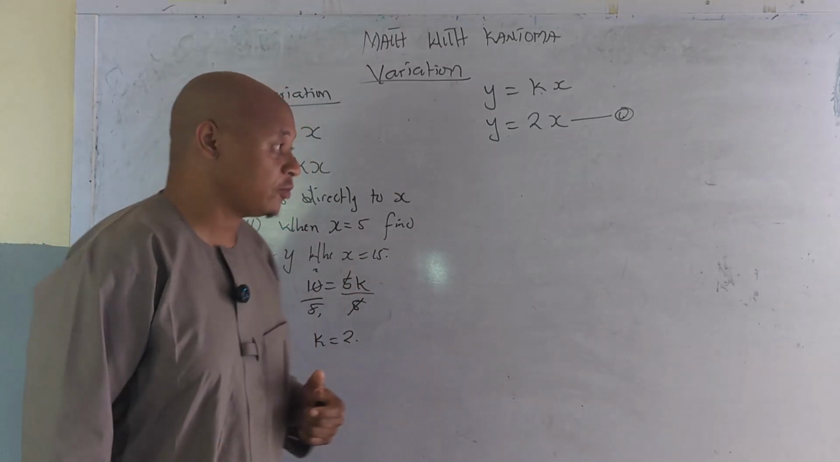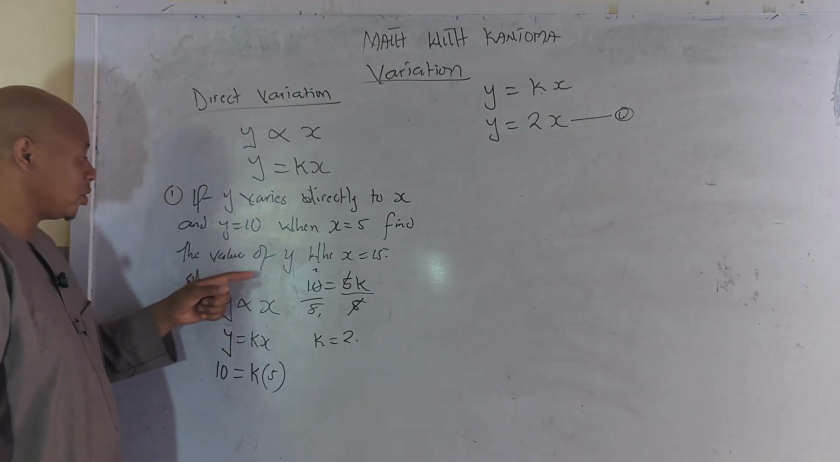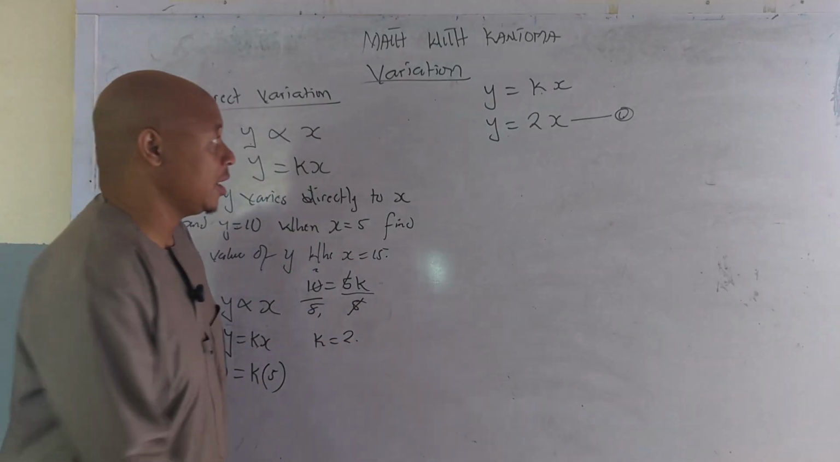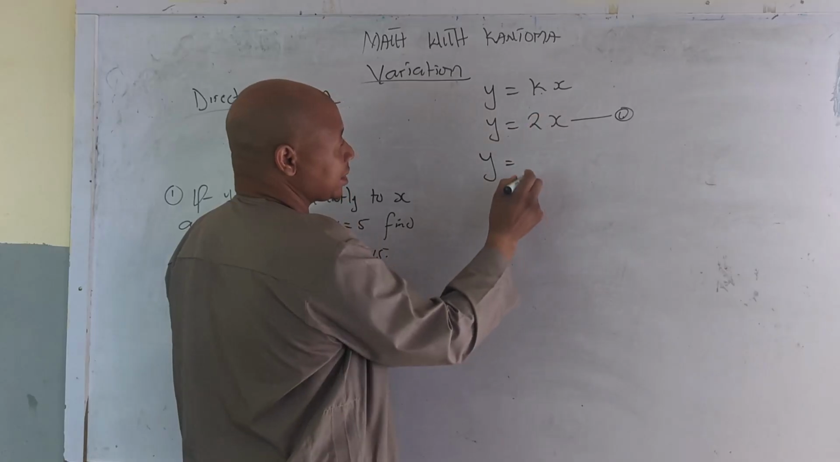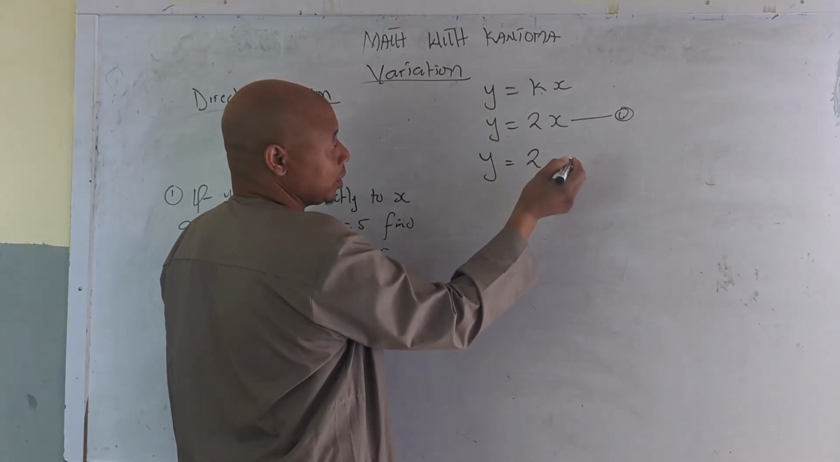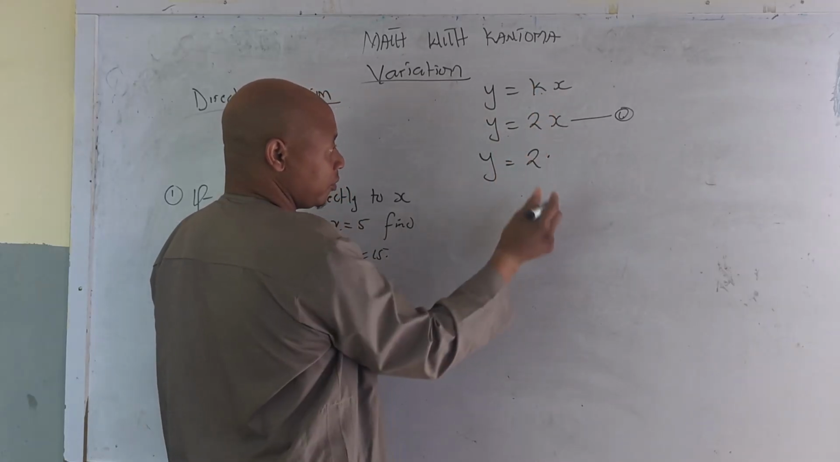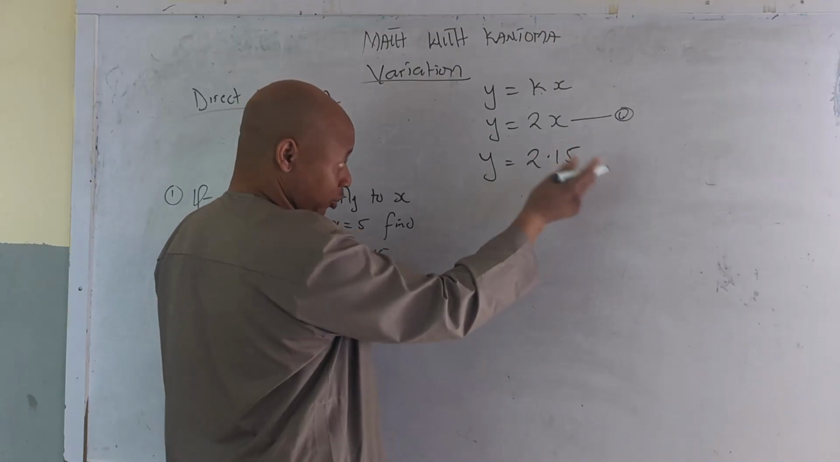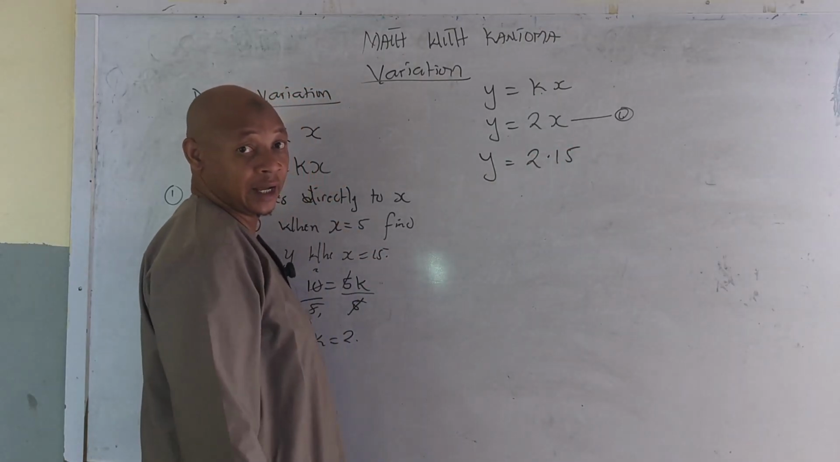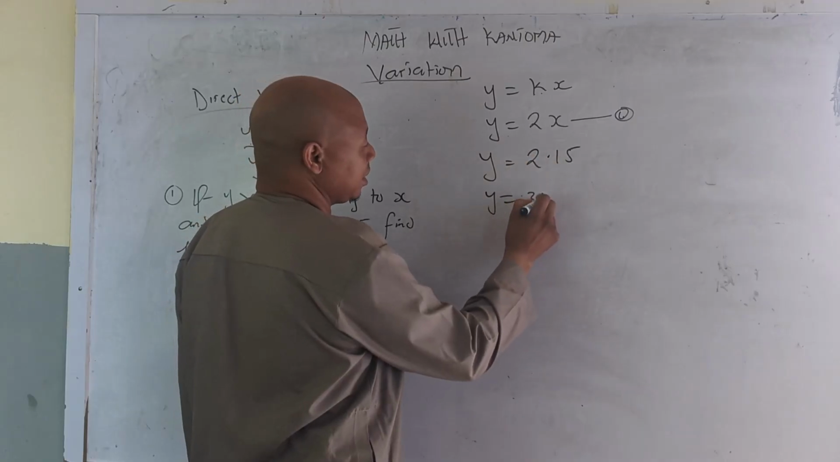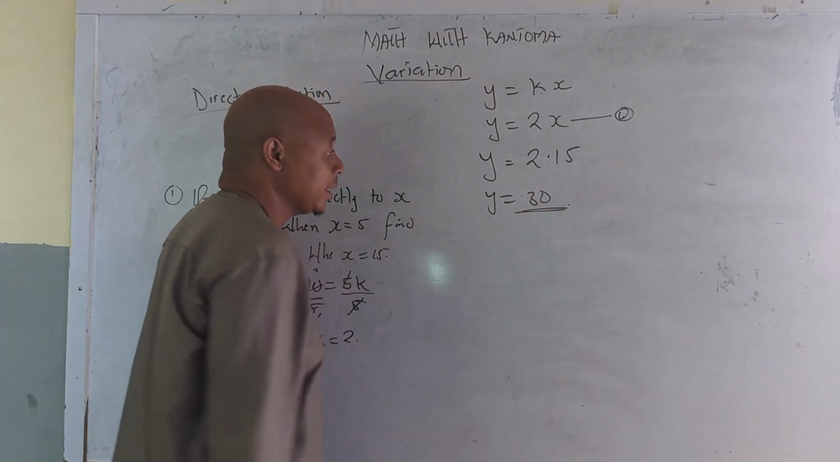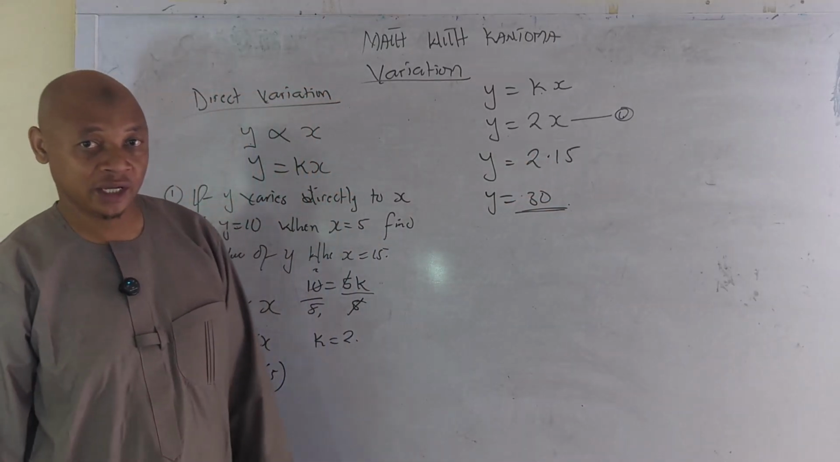Now the question went further and says, find the value of y when x is 15. Meaning we are not given y. We are given x, and we are given k to be 2 also. The value of x is 15, meaning we have to multiply x by 2. Therefore y is equal to 2 times 15, which is 30. So the value of y is 30 when x is 15.